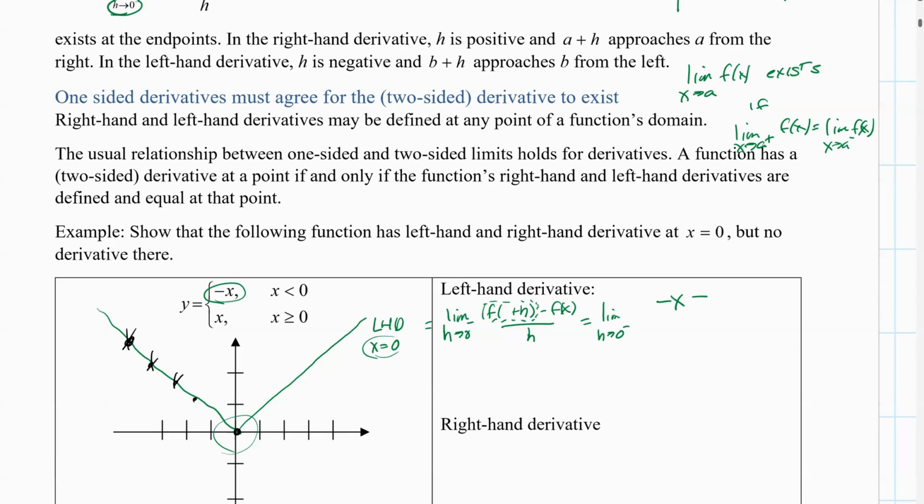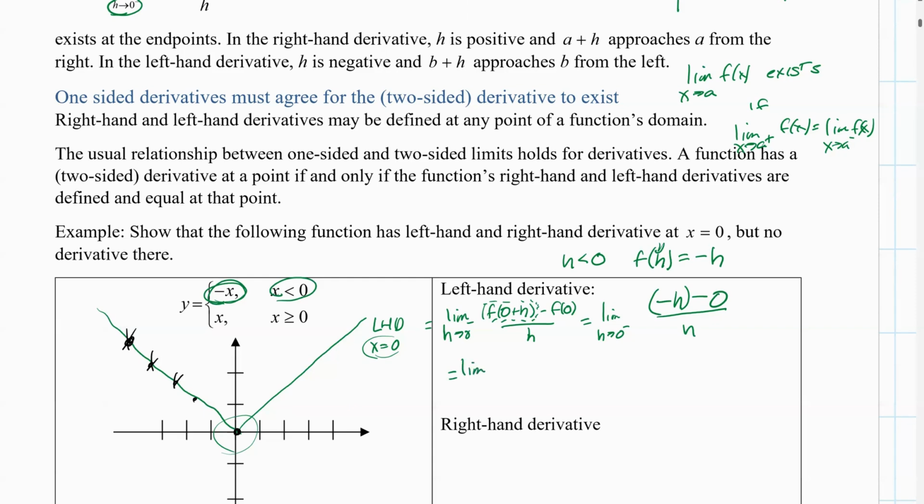So actually, I'm going to rewrite this. f of 0 plus h, f of 0, and that's 0. And I'm all over h, and this is no longer negative x. This is negative h. So if I get that right, f of h, when h is less than 0, is negative h, because the expression in here is slightly negative, and when I'm negative, I have to use that definition. Okay, let's clean that up.